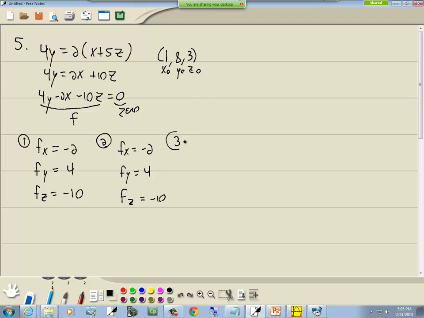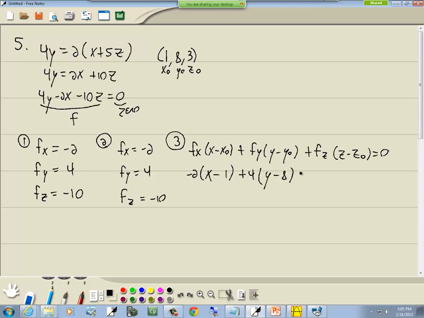And then step 3 here, we're going to have the partial with respect to x times x minus x naught, plus the partial with respect to y times y minus y naught, plus the partial with respect to z times z minus z naught, equal to 0. This is a negative 2 here. X minus x naught, which is 1, plus 4 times y minus 8, plus negative 10, and then z minus 3, equal to 0.